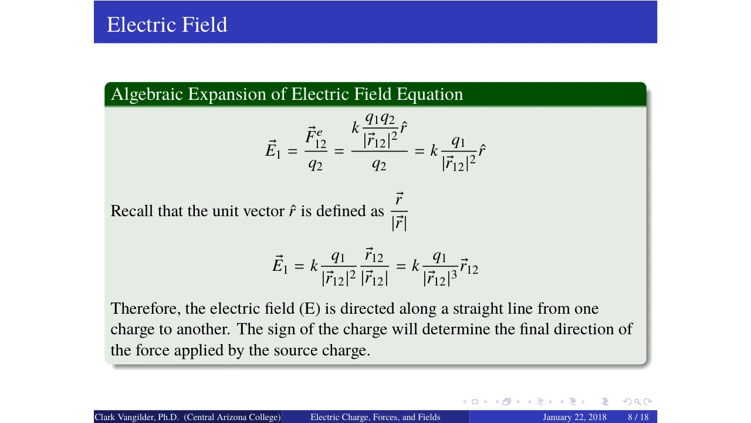The thing that all the math does is let me say that the electric field is directed along a straight line from one charge to another. And the sign of the charge will determine the final direction of the force applied by the source charge. We saw that in that simulation: plus charges went away, minus charges went towards. That's because that test charge is a positive test charge. That's an assumption that every textbook says, but it's easy to forget.